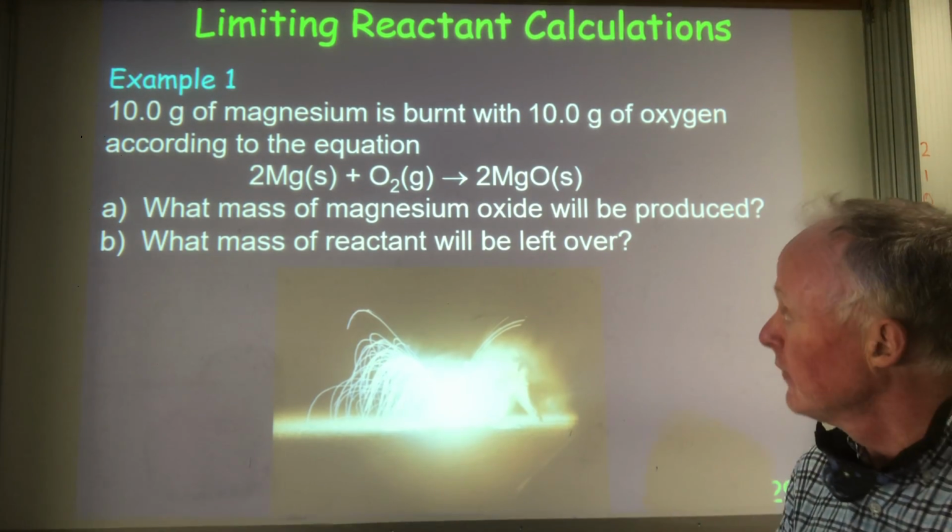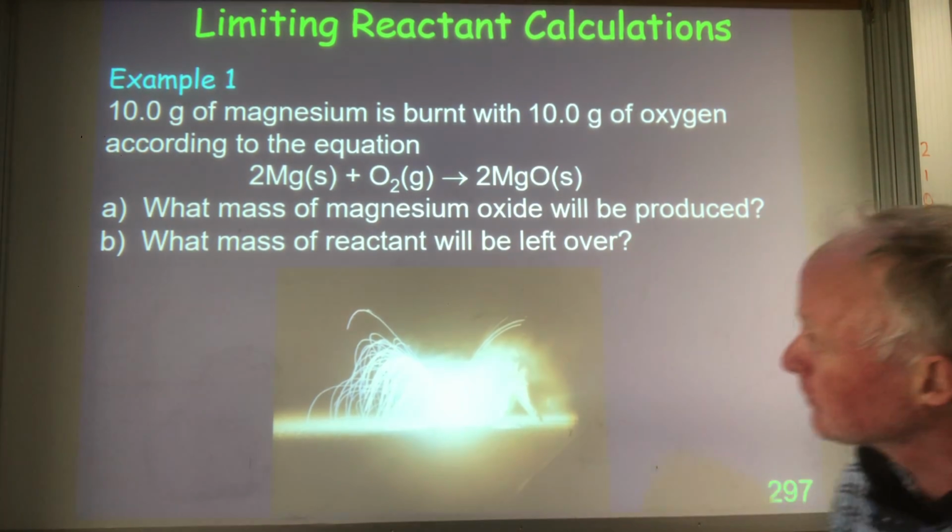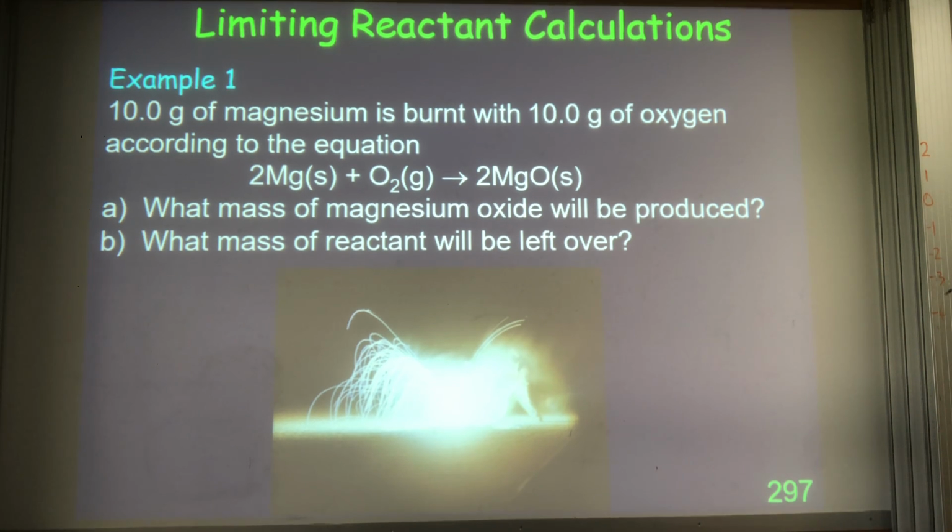Now we look at limiting reactant questions. At first glance, this looks like a standard mass stoichiometry question, but there's one difference. We're given the mass of two of the reactants. Which one are we going to use to calculate moles?